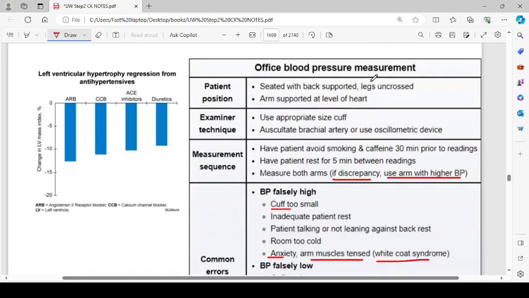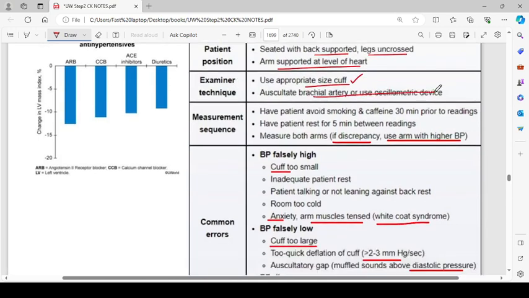Office blood pressure measurement. So how to do that? Patient position seated with back supported, legs uncrossed, arms supported at the level of heart. Examiner technique. Use appropriate size cuff and auscultate the brachial artery or use oscillometric device.